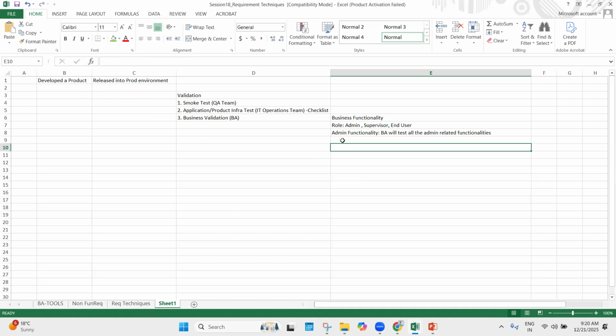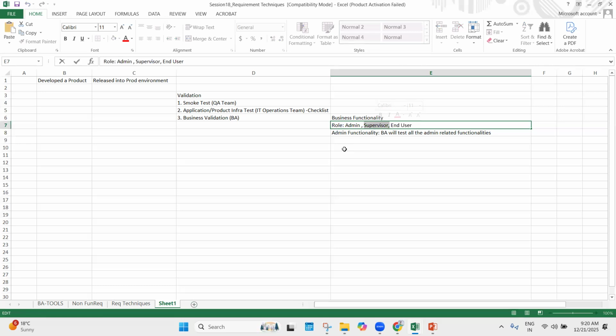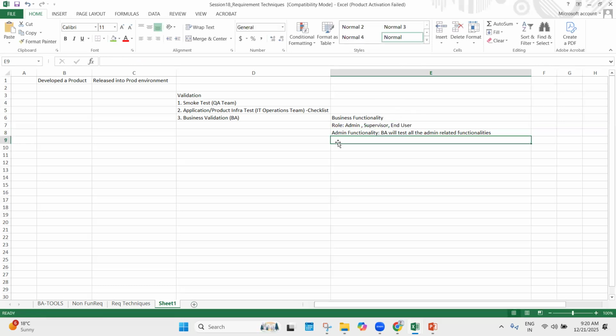Now the IT team will remove your admin access and provide the supervisor role access. Now you have logged into the application as a supervisor, and you will see what features you can see in the website.